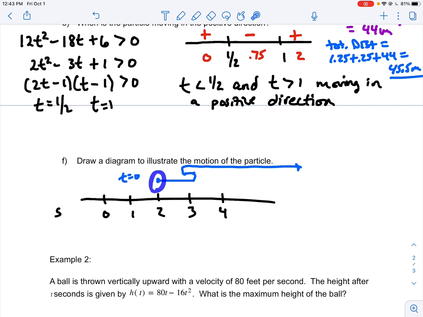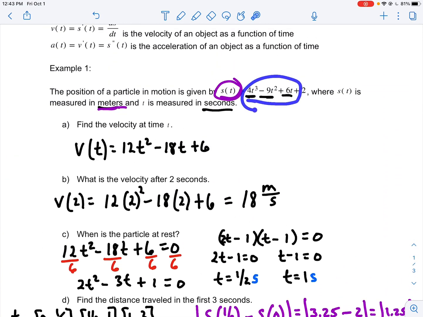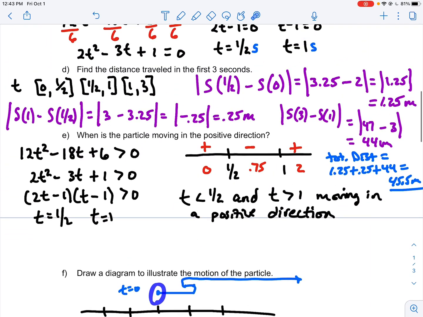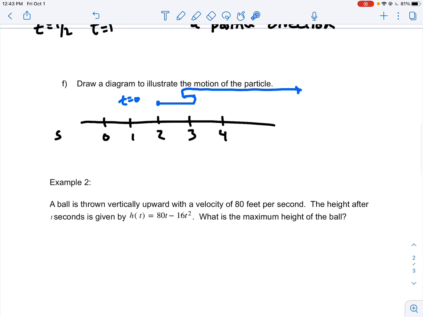Now, we knew we started at 2 because when t equals 0, when we plug 0 in for all this, we get 2. And we figured that out up here when we did s of 0. Okay? So that's what it means when it's drawing the particle. Okay? Drawing the motion.